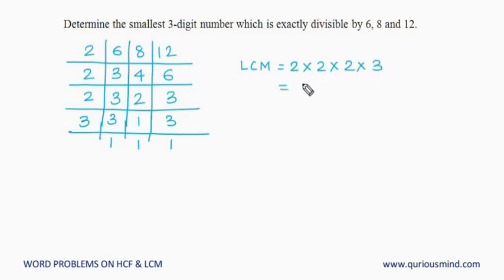And that's equal to 24. So 24 is a common multiple. But what we are looking at is the smallest 3-digit number. Is 24 a 3-digit number? No. So we need to find the smallest 3-digit number. So what we'll do is we'll find multiples of 24. So which are the multiples of 24?